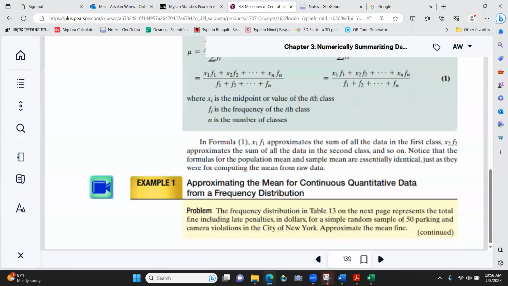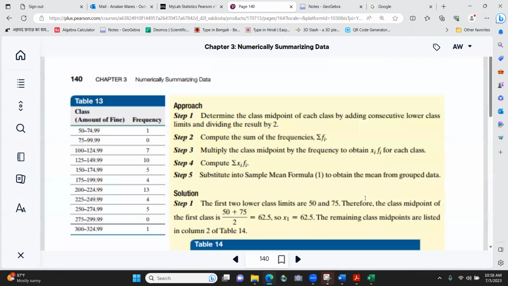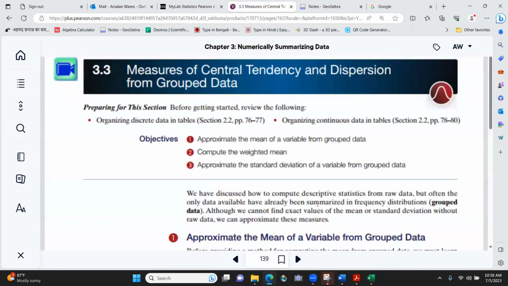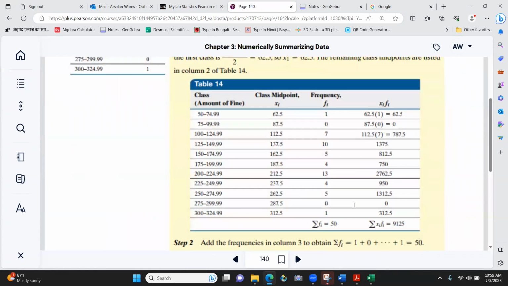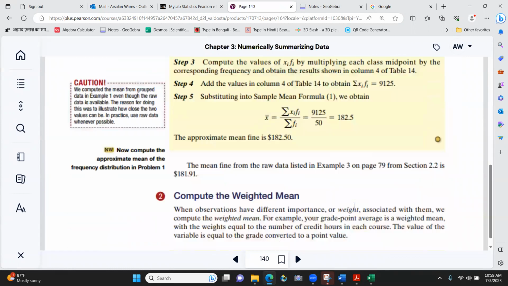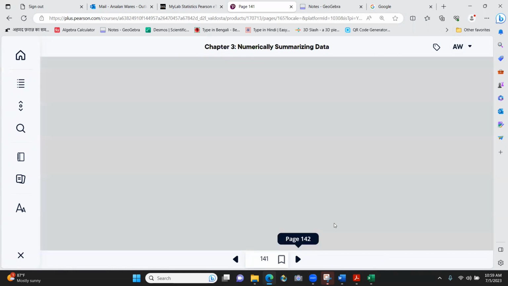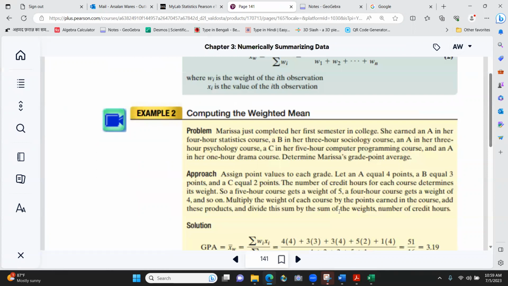You may have seen this slide, not a big deal. Let me find out the problem that I just solved. This one we solved and we found the mean. Let's read the question. The frequency on table 13 on the next page represents the total fine including late penalties. So the total fine, okay. Let's see if they're wanting sample. I don't think here it will matter too much. Okay, computed the weighted mean. We'll talk about it in a second.